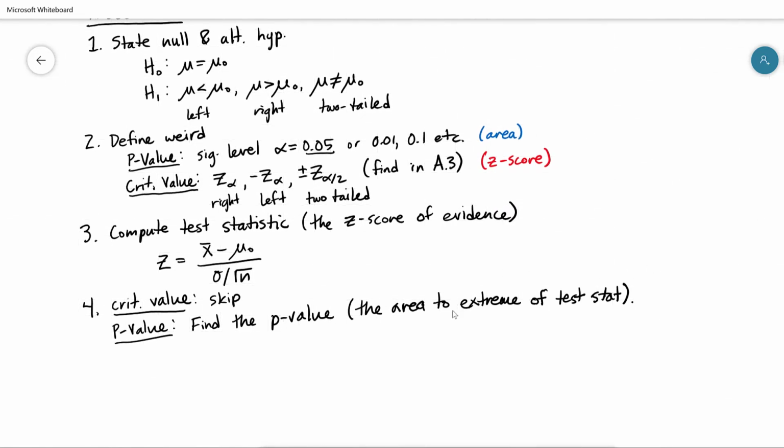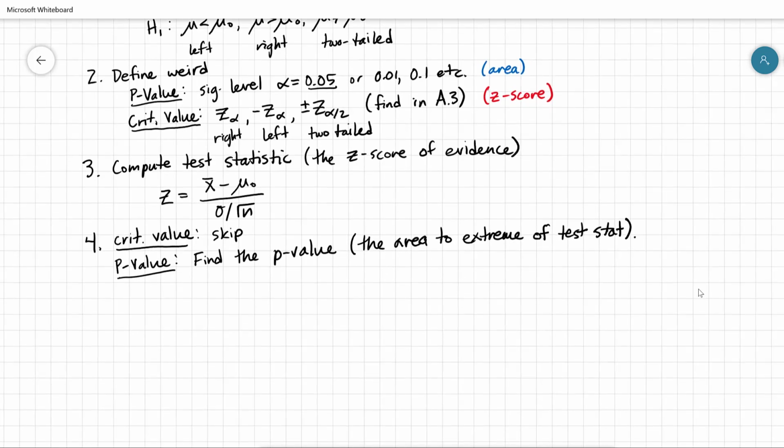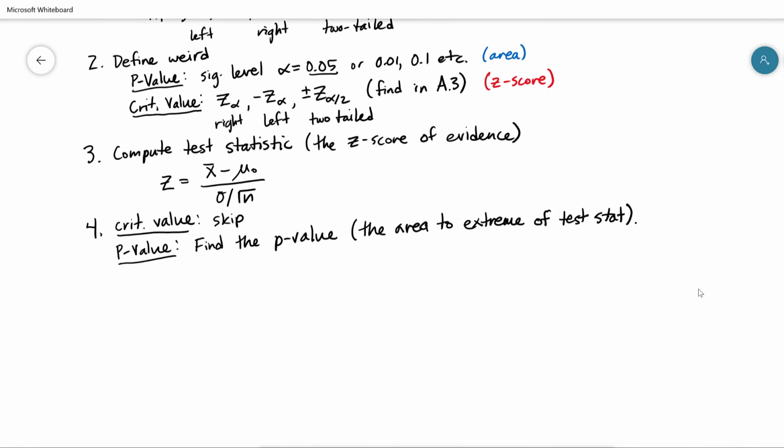When I say the word extreme, I say it because when it's right-tailed, it'll be to the right, but when it's left-tailed, it'll be to the left. It just means further into the tail. Find the area further into the tail compared to where the test statistic winds up. So find the area associated with the test statistic. And once we've done that, now I have everything I need for the p-value method.